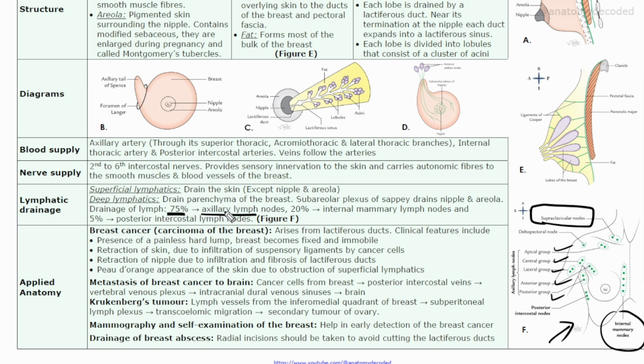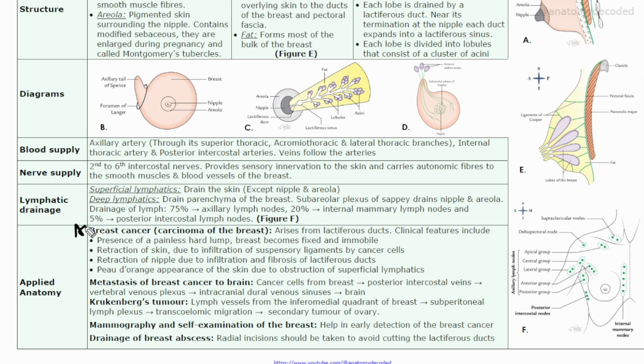If 75% goes to the axillary lymph nodes, 20% goes to the internal mammary lymph nodes, and 5% goes to the posterior intercostal lymph nodes. So whenever you're writing the answer on lymphatic drainage, this percentage is mentioned: 75% to axillary, 20% to internal mammary, and 5% to the posterior intercostal nodes. And there is applied anatomy related to it that we'll be learning now.